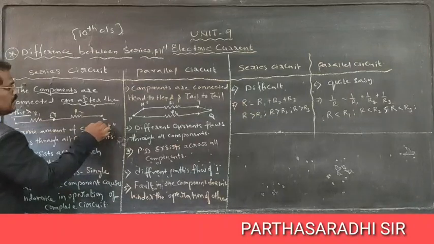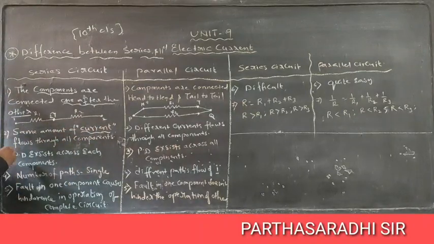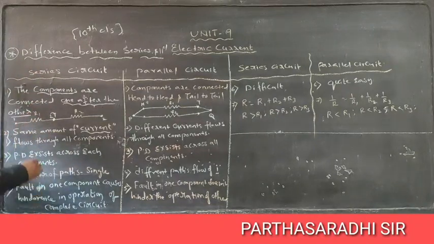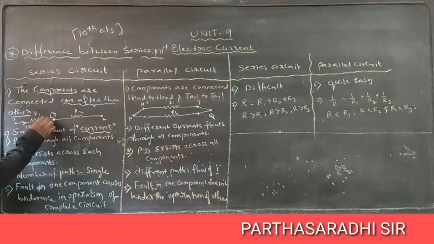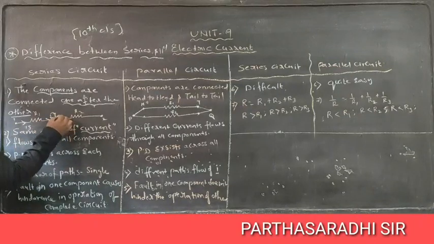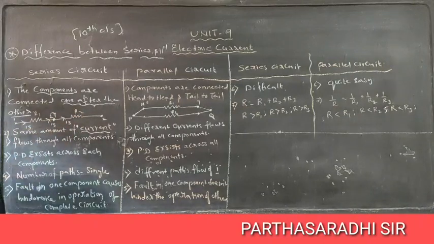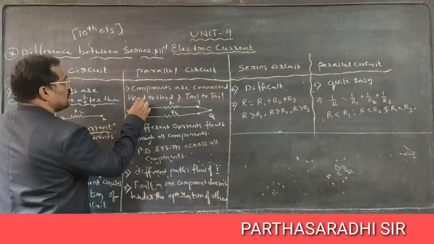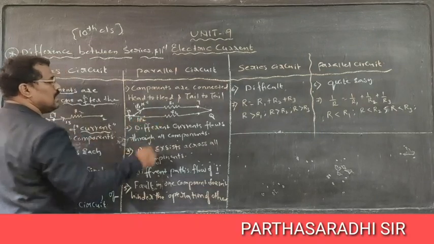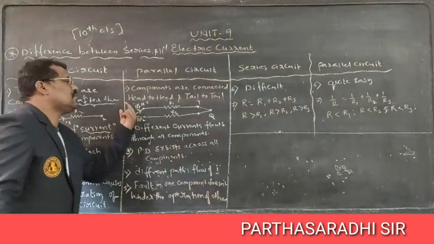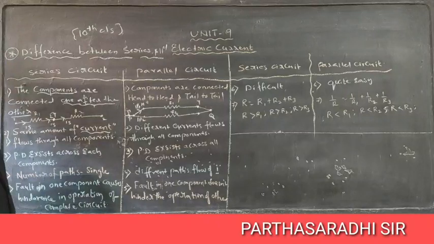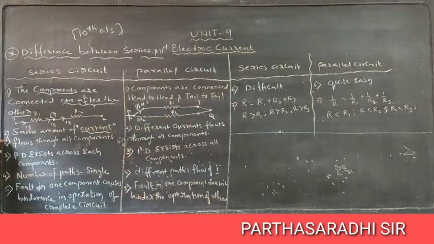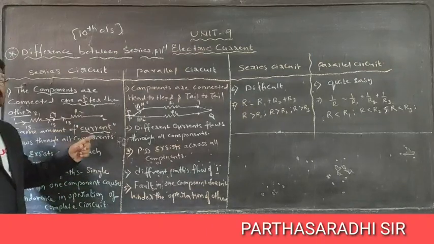The second point is based upon the current flowing through a circuit. In a series connection, the same amount of current flows through the first component as well as the second component. But here, the current IP divides into IP1 as well as IP2, and a different amount of current will flow through each of the components. That is regarding the current flowing through a circuit.